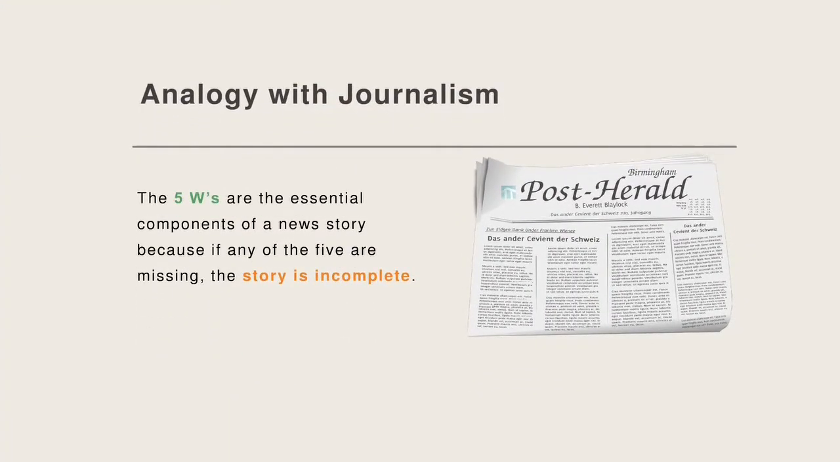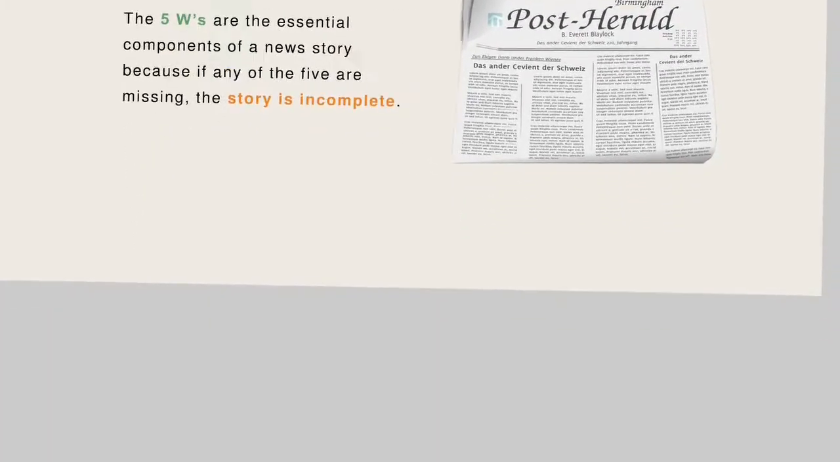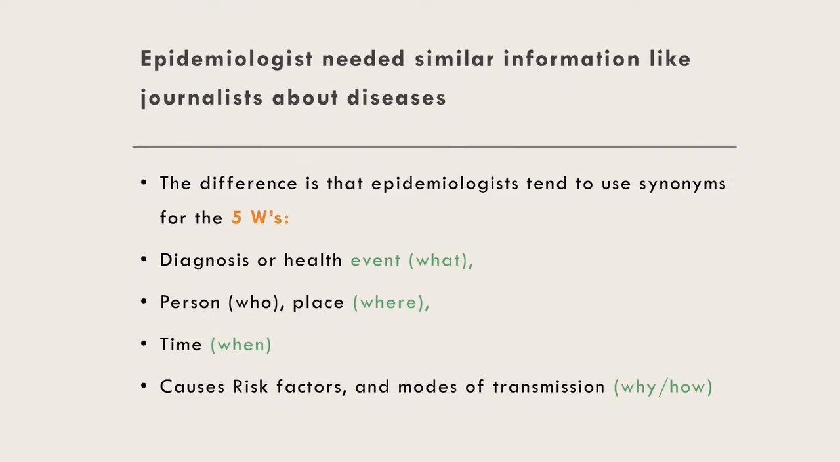Moving forward and taking the same idea forward, these five W's are extremely important to make sure that a story in journalism is complete, and if any piece of the 5W is missing, then the story is considered to be incomplete. Now, relating the same idea of 5Ws with epidemiology, we can apply the same principles. So it's as simple as that.